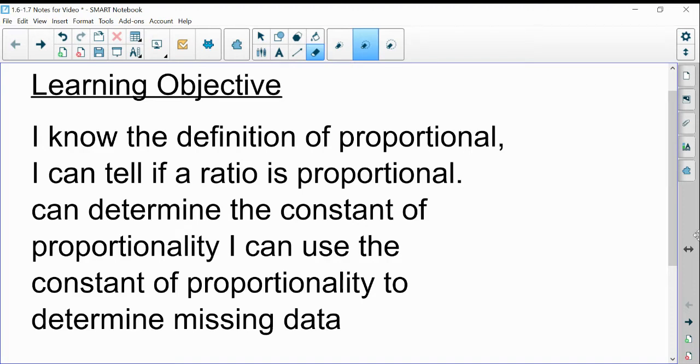All right, so today our objective is that you're going to know the definition of proportional. You can tell if a ratio is proportional. You can determine the constant of proportionality, and you can use the constant of proportionality to determine missing data.